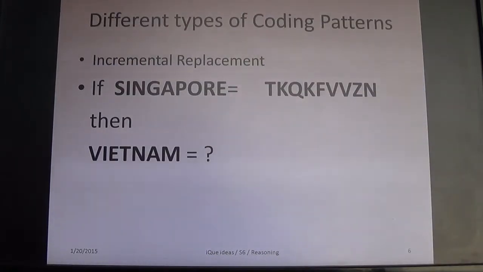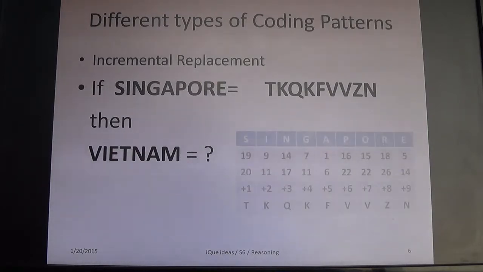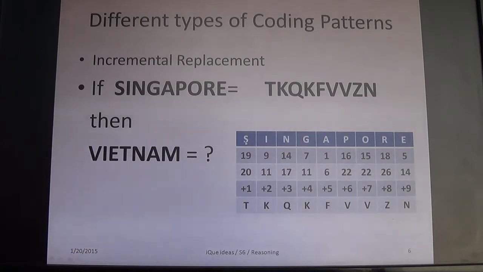Now here is yet another kind of example. If Singapore is coded as TKQ, KFVVZN, what should Vietnam be coded as? Well, using the same technique of replacing every letter with a corresponding number, we see that the first letter is replaced by a plus 1, the second by a plus 2, third by a plus 3, fourth by a plus 4 and so on. So we incrementally replace each letter.